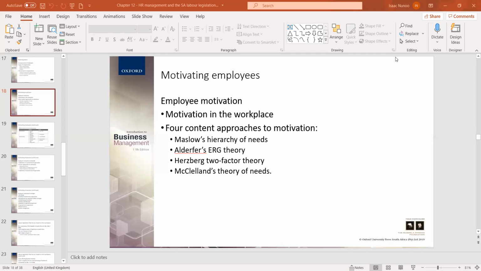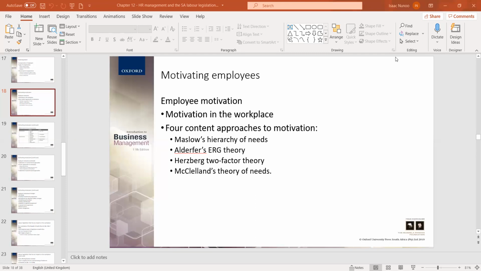According to the process theories, employees have a cognitive decision-making role in selecting their goals and the means to achieving them. These approaches are therefore concerned with trying to establish how employee behavior is energized.